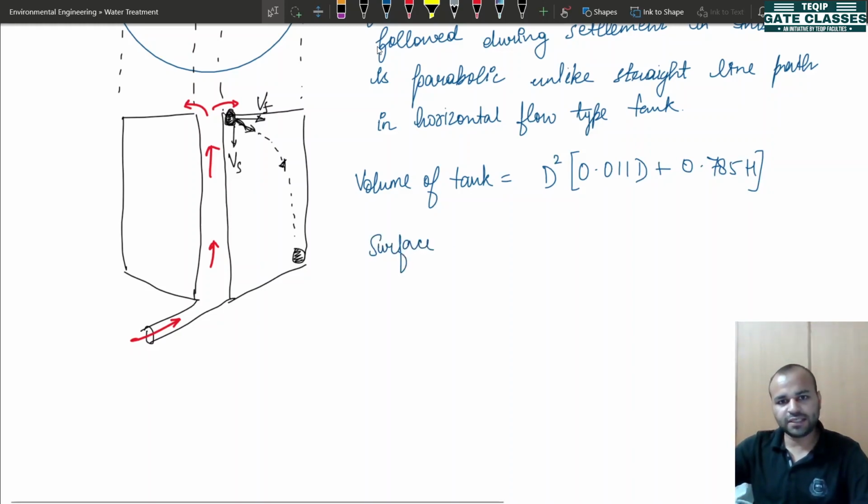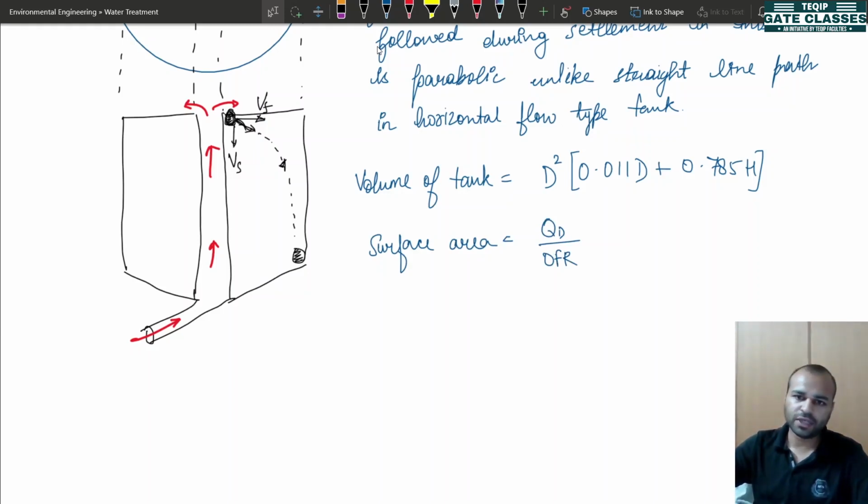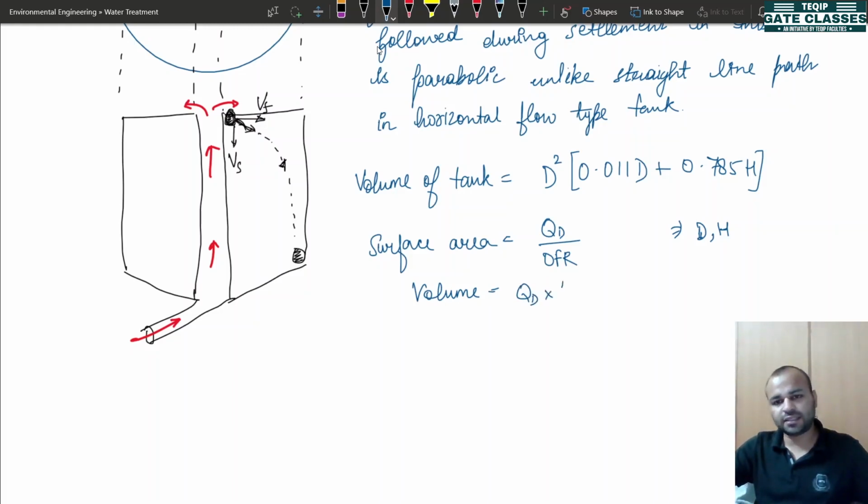The surface area is given as design discharge divided by the overflow rate. With this, you can find out the diameter and the height of the settling zone. And the volume of this tank can be obtained by multiplying the design discharge with the detention time.